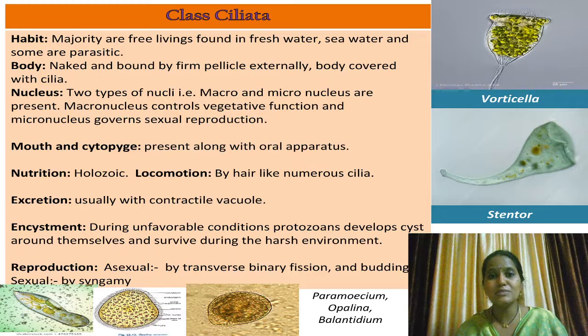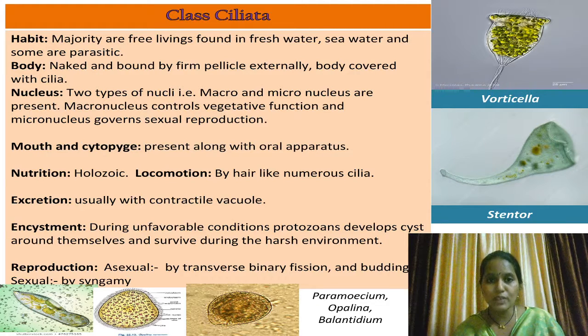Majority of these organisms are free living. They are found in freshwater, seawater, and some are parasitic. They are naked and bound by firm pellicle externally. The body is covered by minute cilia. Two types of nucleus are present in class Ciliata: macronucleus and micronucleus. Micronucleus is comparatively smaller than the macronucleus. Macronucleus controls vegetative function and the micronucleus governs the sexual reproduction of the organism.